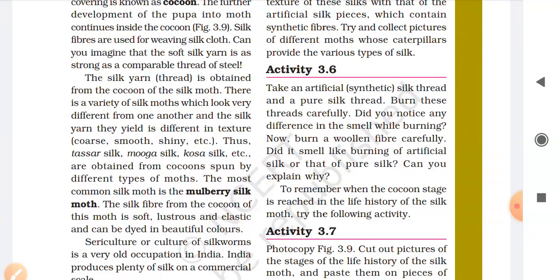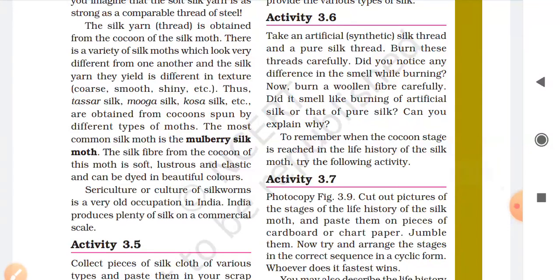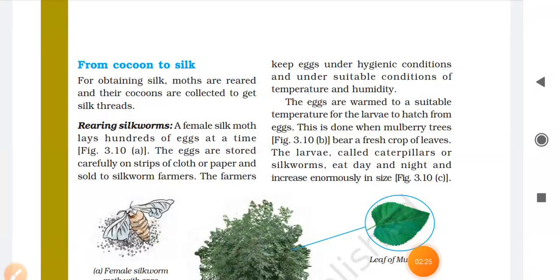The most common silk moth is the mulberry silk moth. The silk fiber from the cocoon of this moth is soft, lustrous, and elastic and can be dyed in beautiful colors. Sericulture, or culture of silkworm, is a very old occupation in India. India produced plenty of silk on a commercial scale. Now we understood about from cocoon to silk.